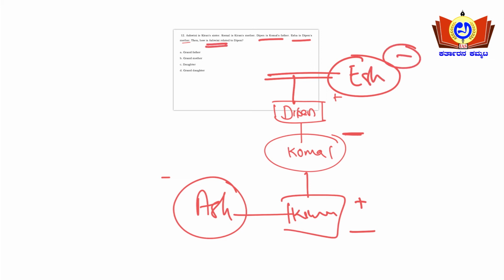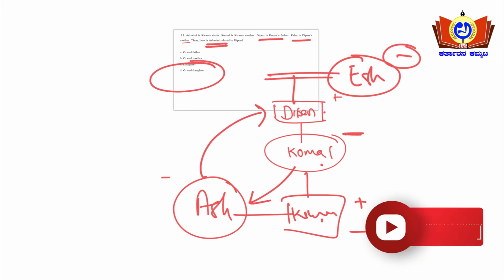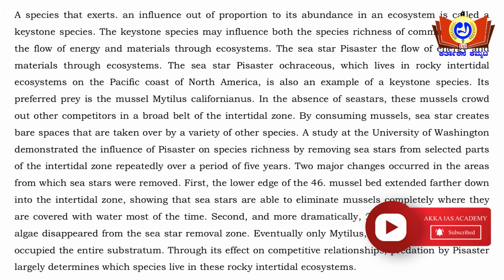Then how is Ashwini related to Deepan here? So Ashwini is related to Deepan means Deepan's daughter's sibling, daughter's daughter here. Okay, so granddaughter will be the option here. Okay, hence option D is the right answer here. Okay, moving on to the next question.